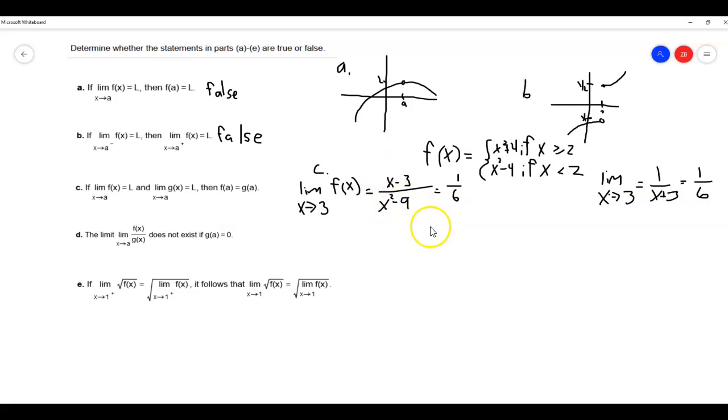But if we actually look at f of 3 for this first one here, if we plug that in, we're going to get a 0 over 0, which is going to be undefined. That's undefined because we have a 0 on the bottom, but if we look at the f of 3 over here, then that one is going to end up being 1/6 because we plug that right in. So these are not equal.